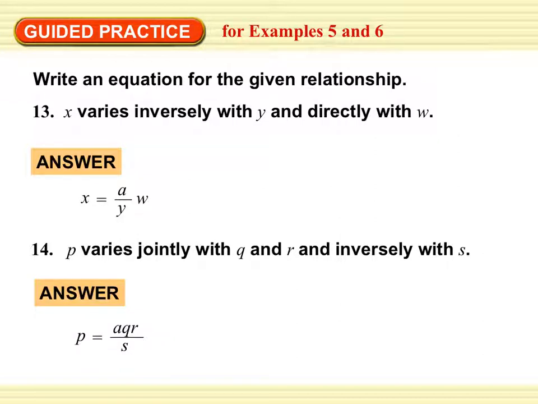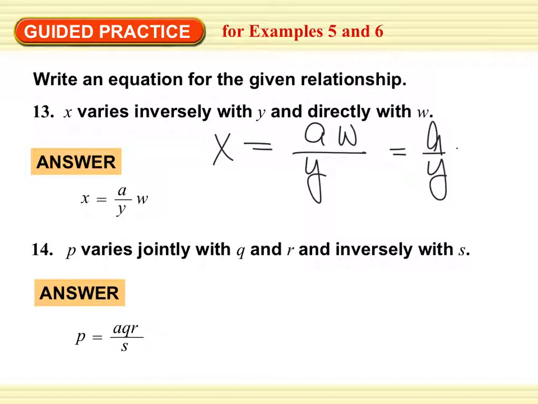That's so funny. Write an equation for the given relationship. So, all right, we've got X varies inversely with Y and directly with W. So I can put W up here. Let's write that better. Varies inversely with Y and directly with W. I can write it like that, or I can write it like this. Doesn't matter. P varies jointly with Q and R and inversely with S. I'm just writing them as I read them.